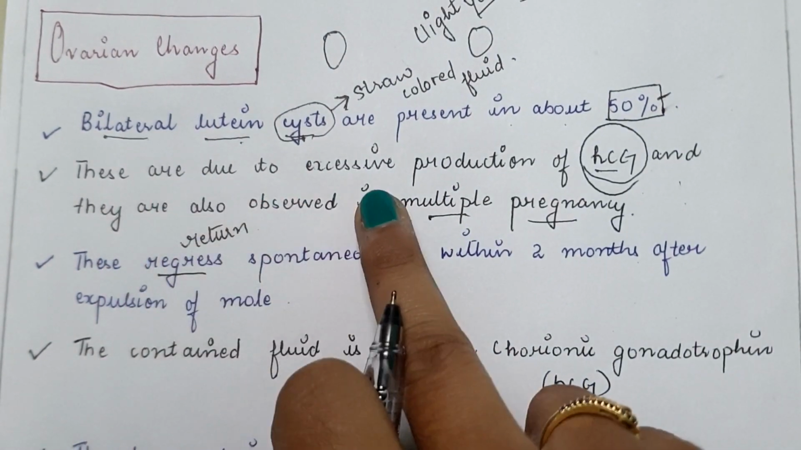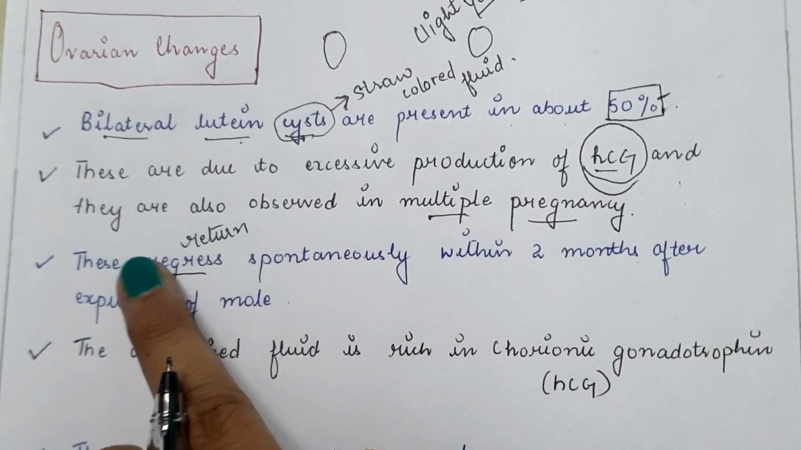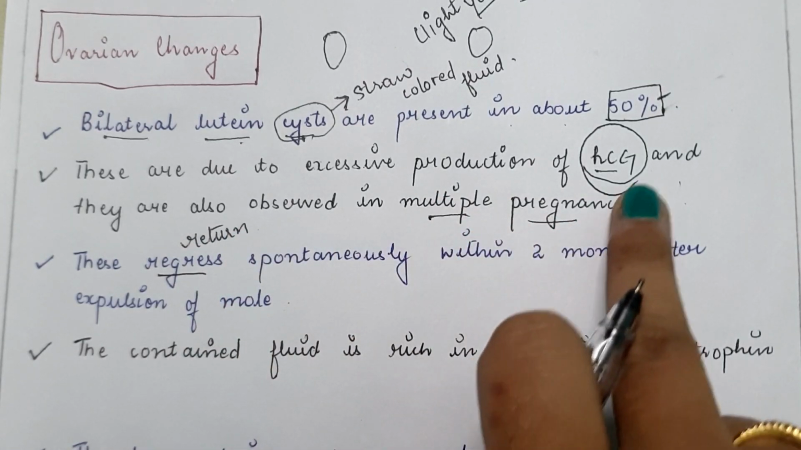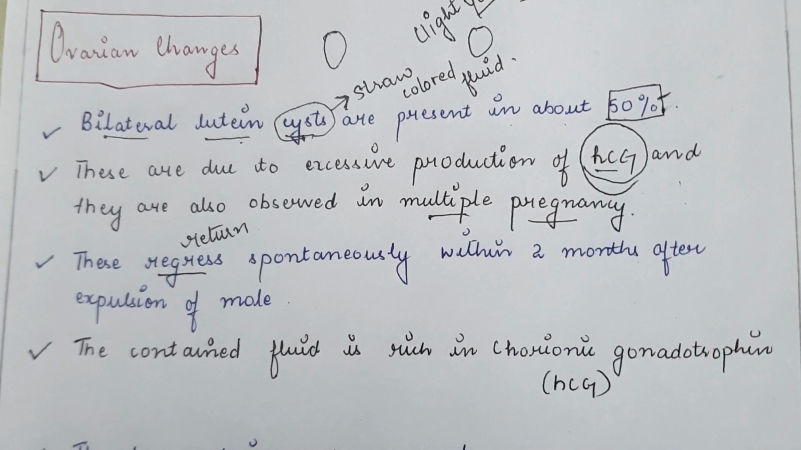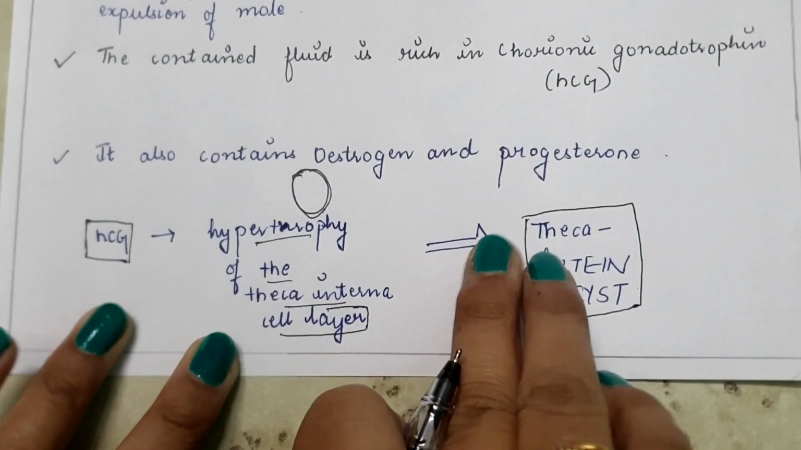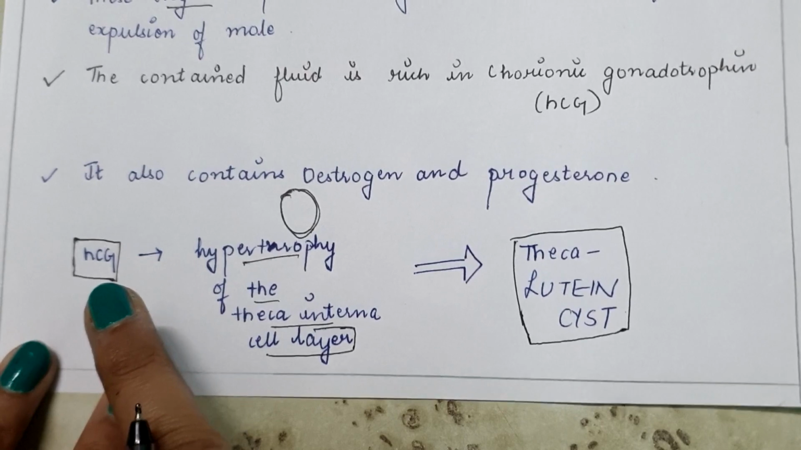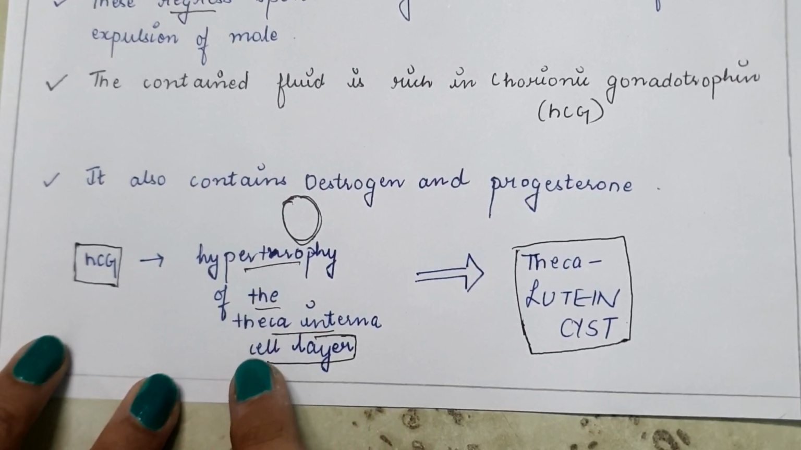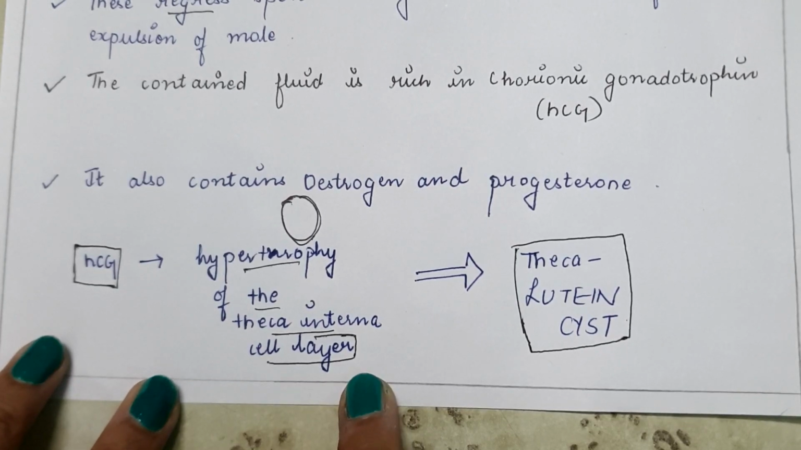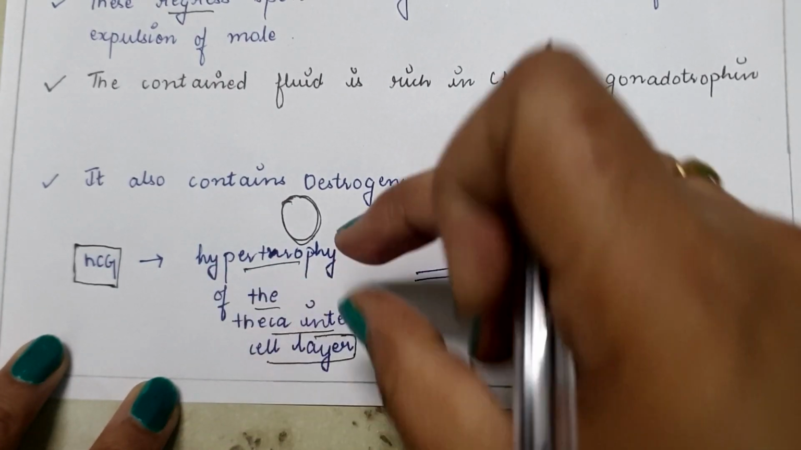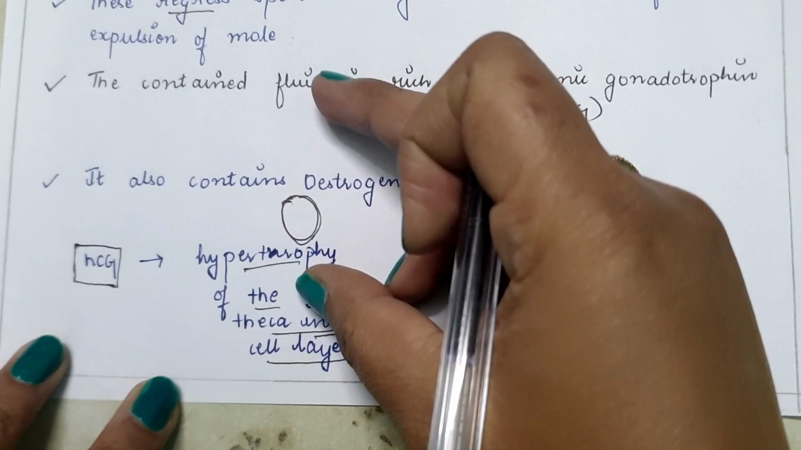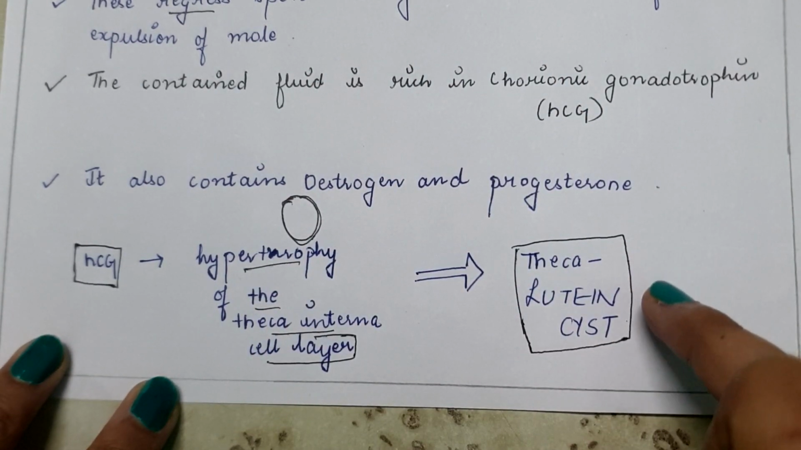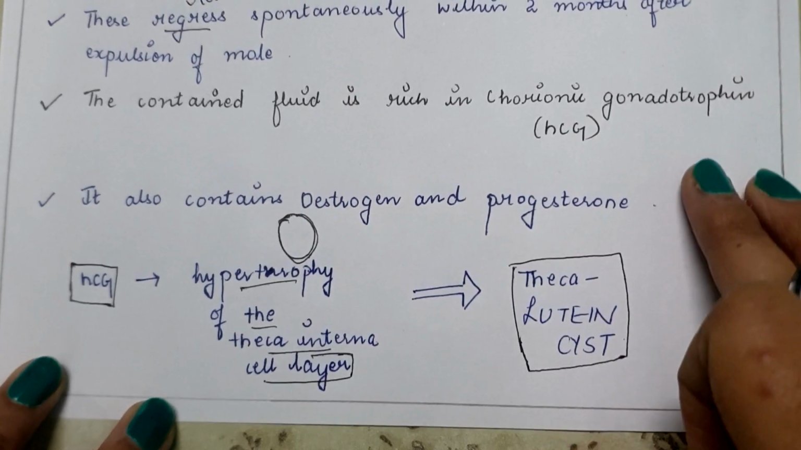These are due to the excessive production of HCG, and they are also observed in multiple pregnancy, because in multiple pregnancy the HCG production is also more. Because of the increase in HCG production, there will be hypertrophy of the theca interna cell layer of the ovaries. Hypertrophy means enlargement of the cells, and because of the hypertrophy it leads to theca lutein cyst formation.